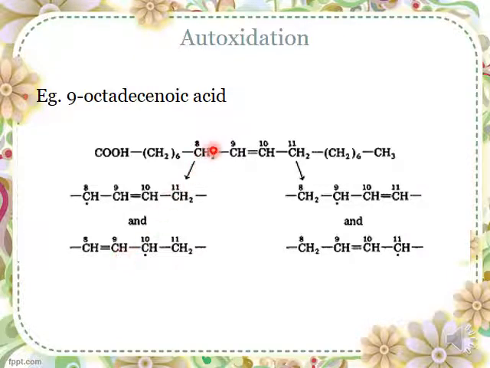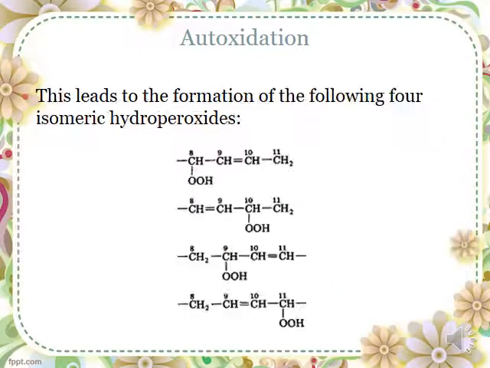If the abstraction of hydrogen is from carbon 8, then you have this set here. If the hydrogen abstraction is from carbon 11, then you get this set here. So therefore there are a total of 4 isomeric hydroperoxide.